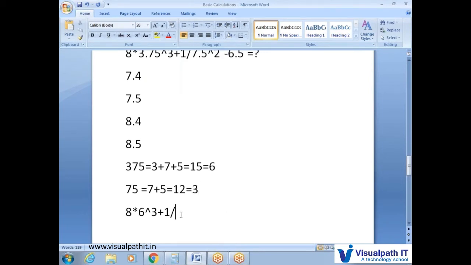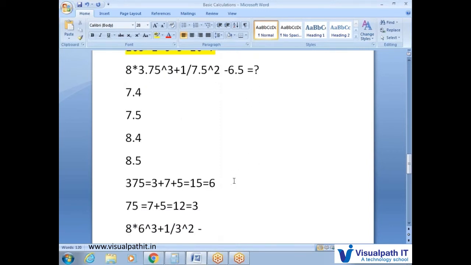So here, what is 3 square? 3 square, minus what is the last option? The last one, 6.5. 6.5 means what? So here also a 2-digit number. So 6.5 means 65. That is equal to 6 plus 5.